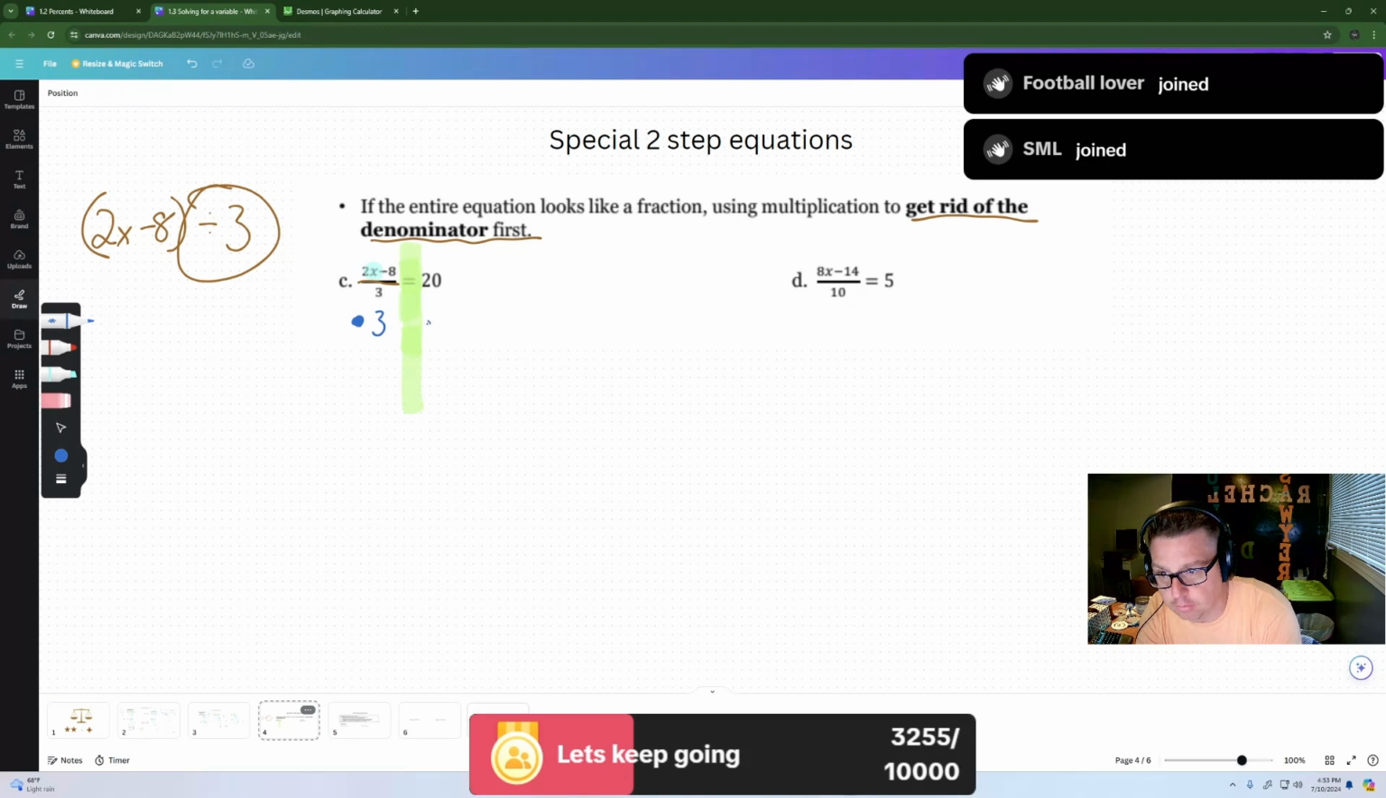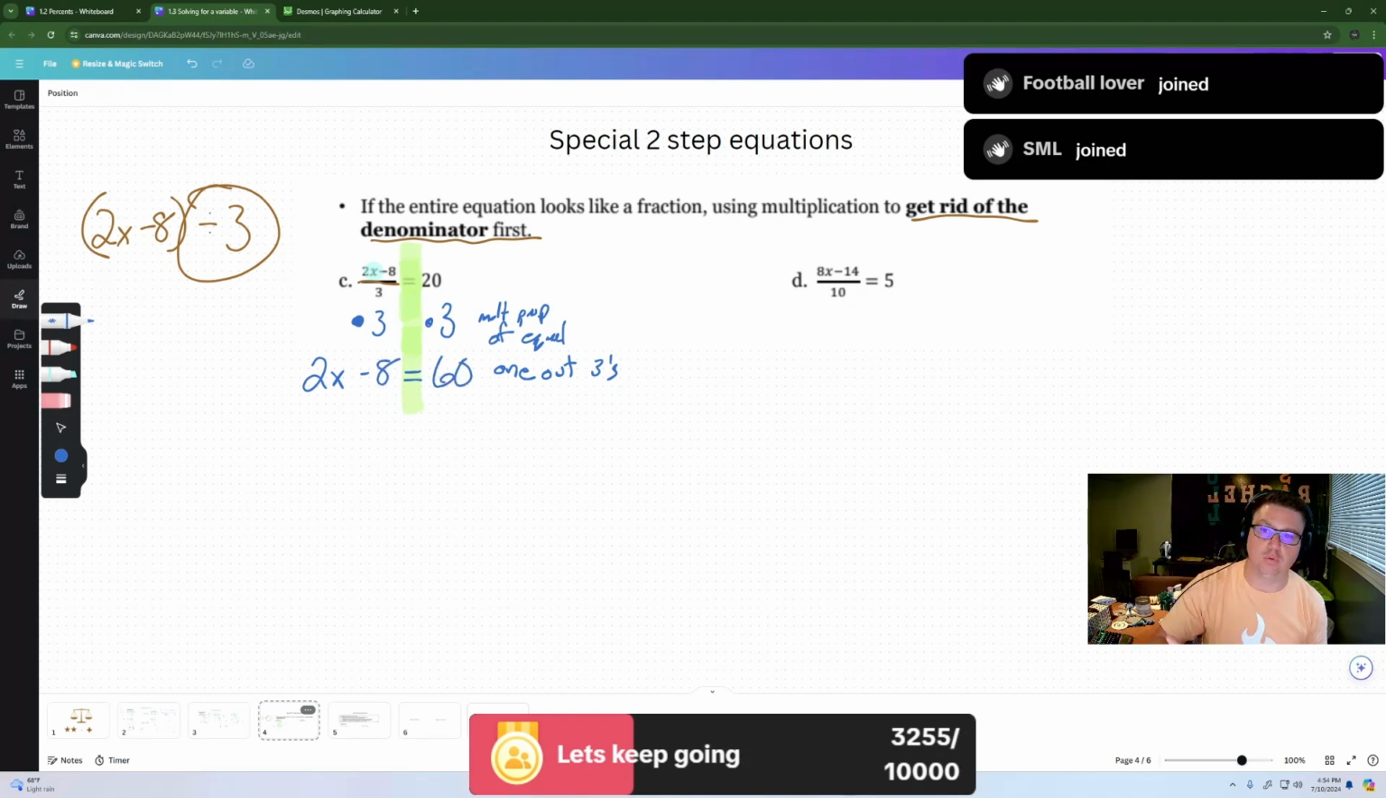Times by 3. Because that's the multiplication property of equality. So if we do that, what happens to the 3 down below and the 3 up top? Well, they one out the 3's, and I'm left with 2x minus 8 equals, and then this is going to be 60 when I do 3 times 20.